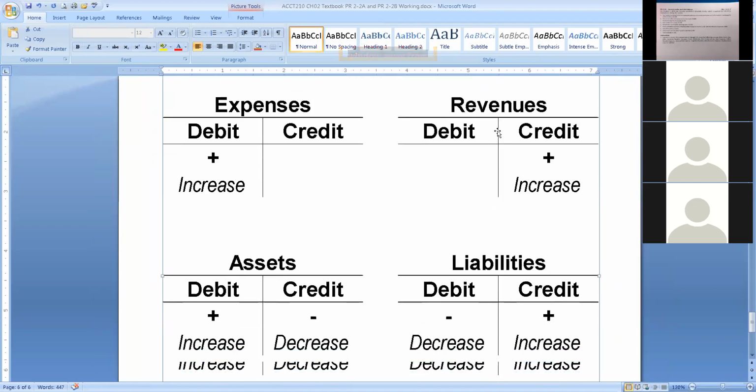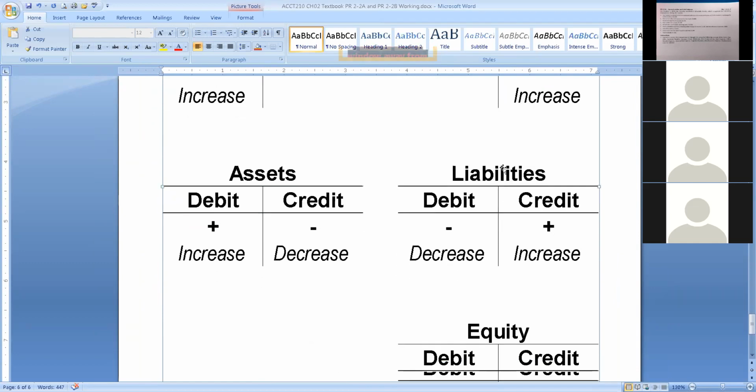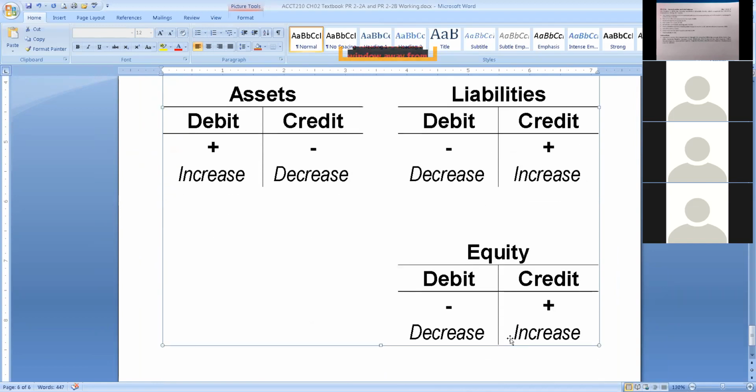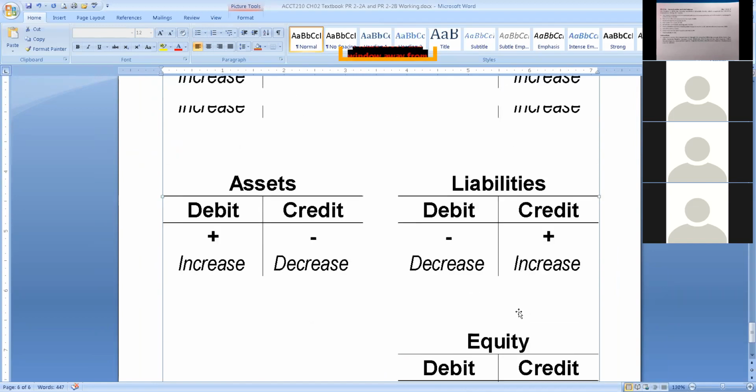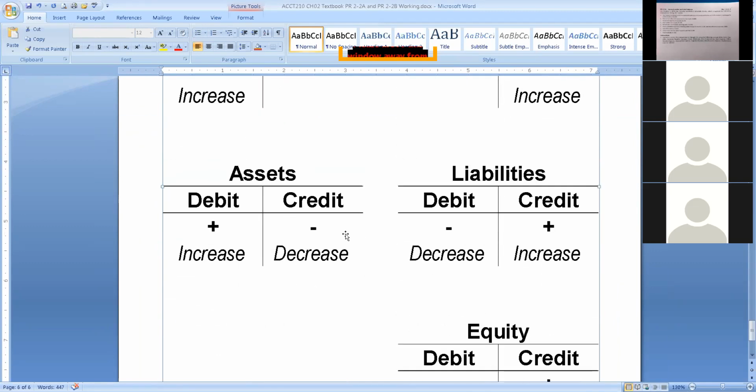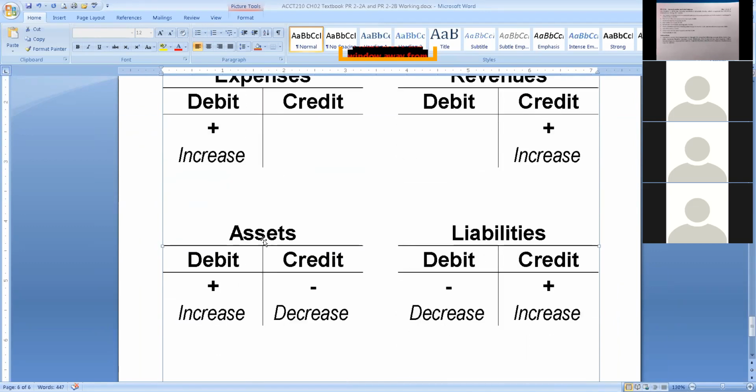How do you get money? Well, you can sell something. You can borrow money, or you can get money from the owners. So this side is all money coming in. This side is all money going out.